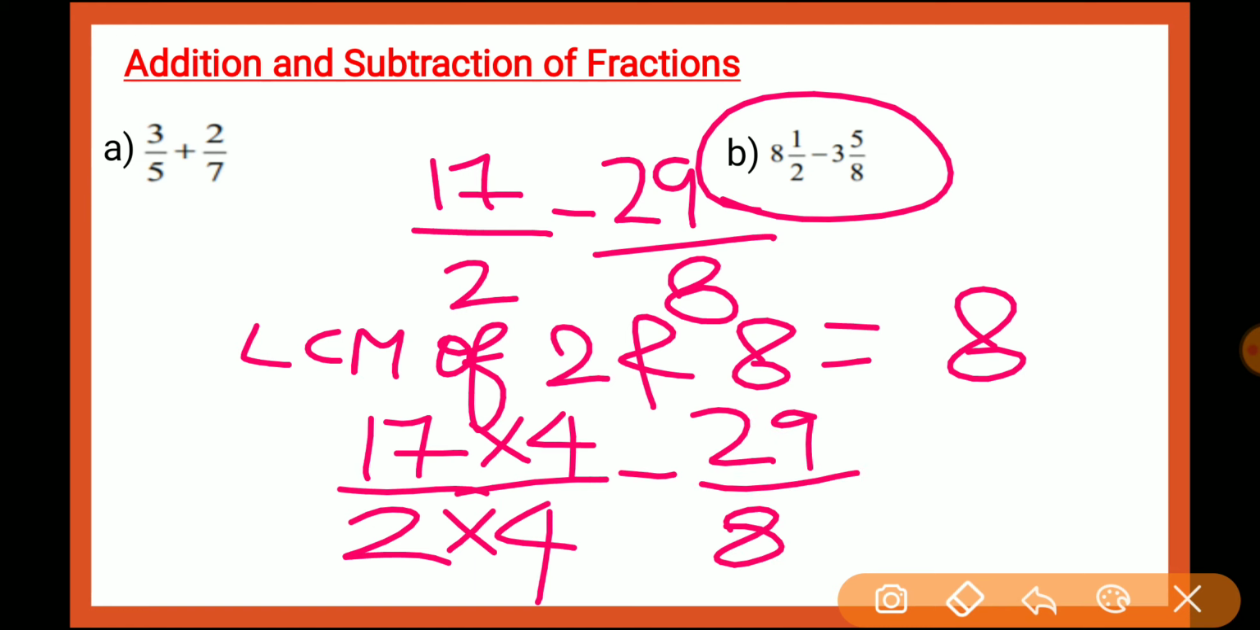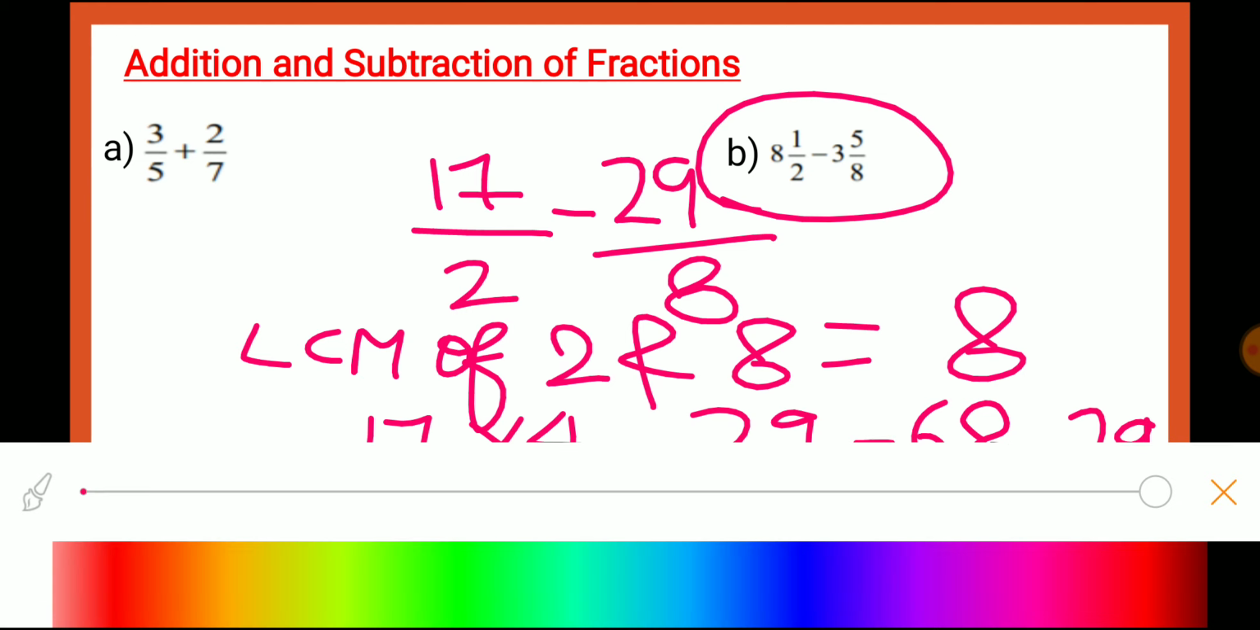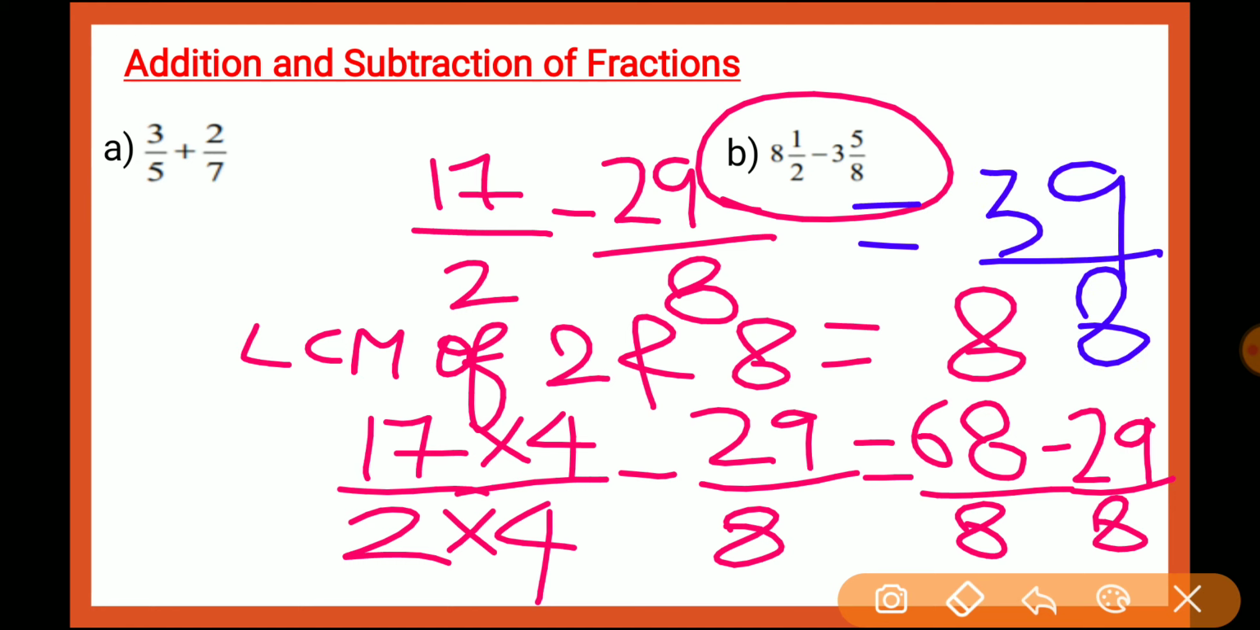Okay. So 17 into 4, you know it, that is 68 upon 8 minus 29 upon 8. Okay, clear? Now see, 68 minus 29. So what you can do, you can subtract it, 18 minus 9. So you will get 9, then 6 minus 2 is 4, so 39 upon 8 is your answer. Now 39 and 8, I think they do not have any common factor, so you cannot simplify it, you will just write this as your answer.